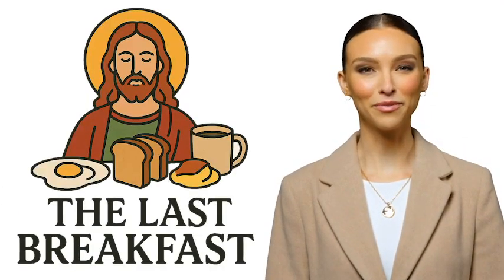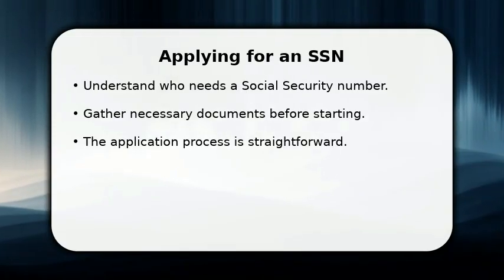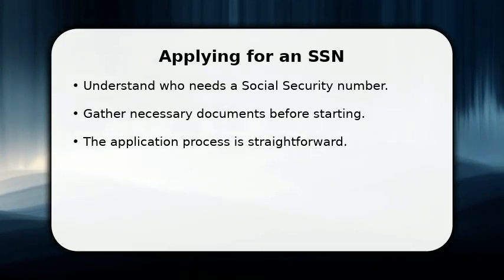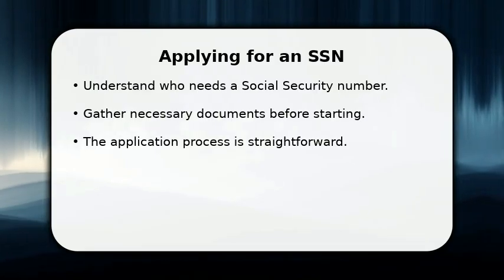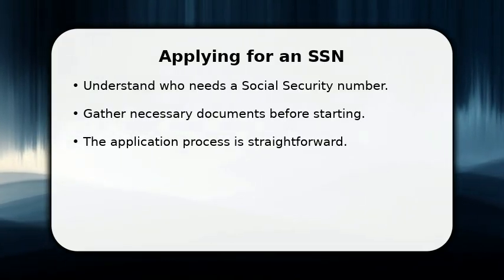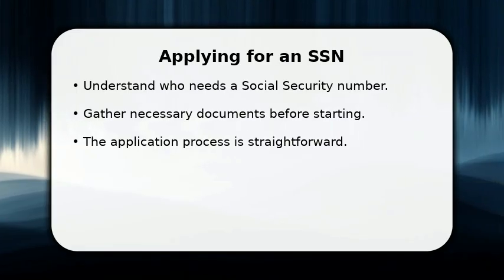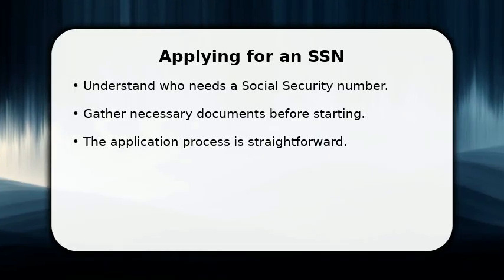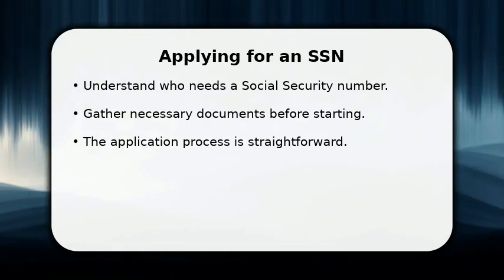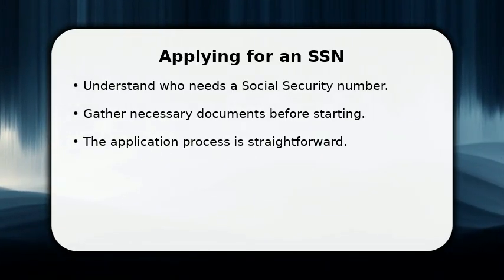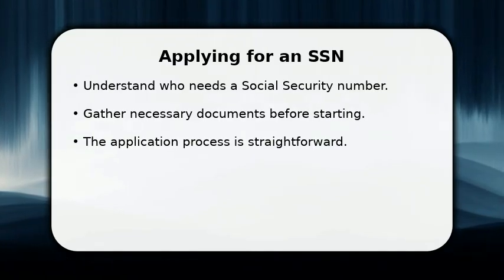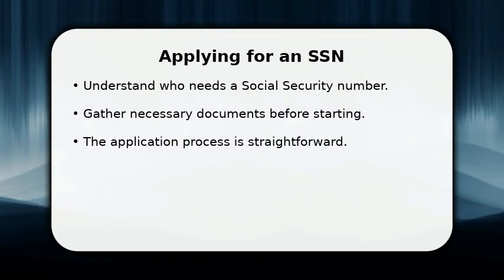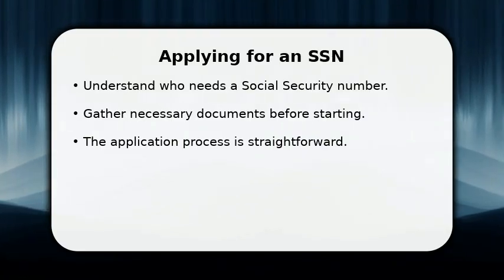Please enjoy the video. In this video, I will explain how to apply for a social security number. First, determine if you are eligible to apply. Next, gather all required documents, such as proof of identity and citizenship. Then, complete the application form accurately. Finally, submit your application and supporting documents to the Social Security Administration. This guide will walk you through each step, ensuring a smooth process for obtaining your Social Security number.